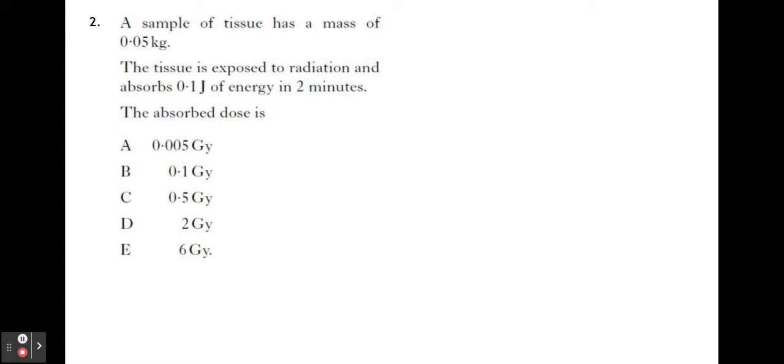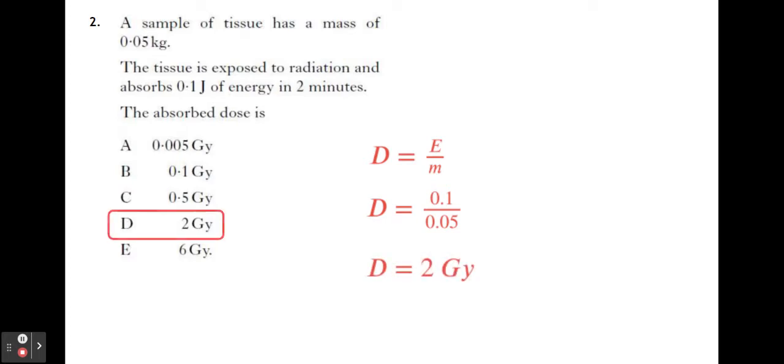Okay, so absorbed dose, D equals E divided by m. Absorbed dose is energy in joules divided by the mass in kilograms. So here, our energy is 0.1, our mass is 0.05 kilograms, which gives us an absorbed dose of 2 grays. Answer D. The fact that this happened over 2 minutes is irrelevant. It's just extra information given in the question.